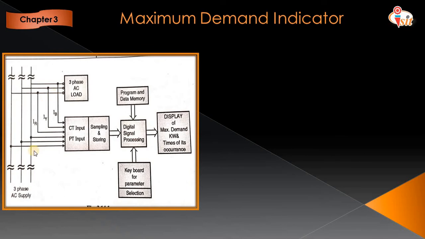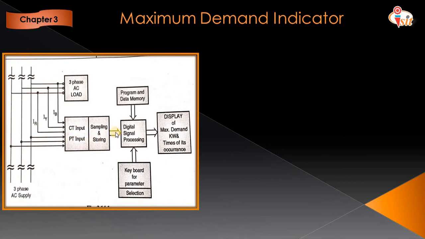Now see your construction diagram. This is the supply R, Y, B. This supply is given to the CT and PT input for sampling and storing the signal. Then these three phases are connected to the three phase AC load. By taking three lines from these three phases, IR, IY and IB, it is again connected to the CT input and PT input. This line sends the load current and this line sends the supply current as well as voltage.